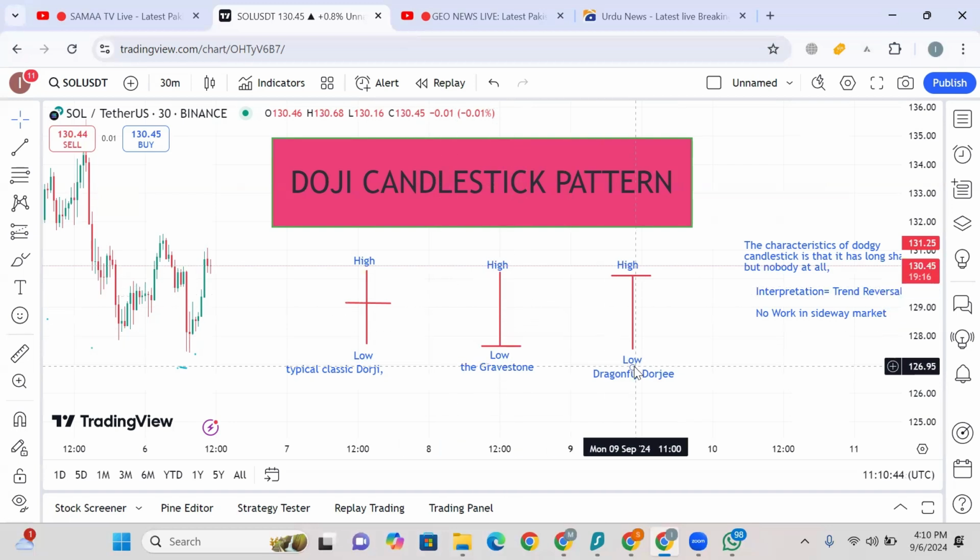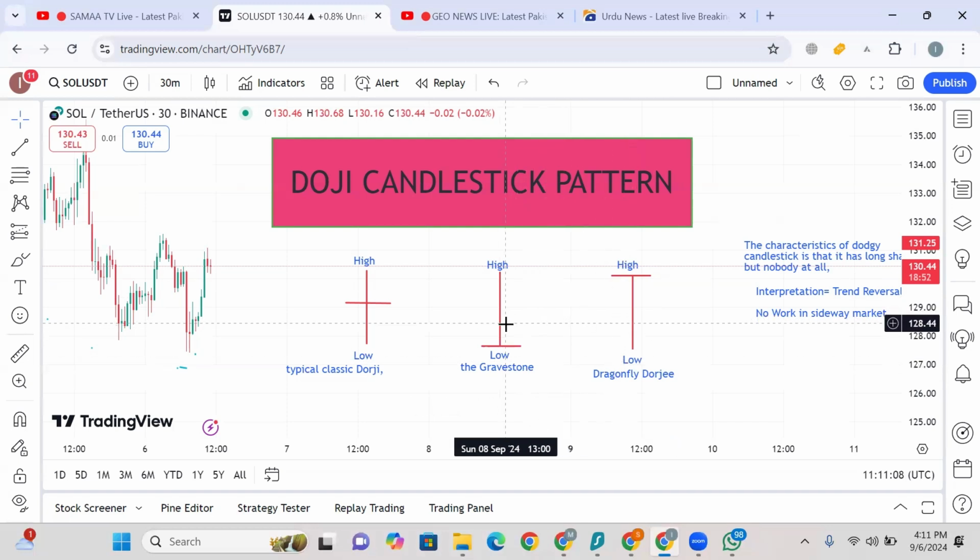And the dragonfly doji is like the alphabet letter T. It has the same characteristics: long shadows but no body at all. This is the opening price, and the closing, high and the low remain the same. So we discussed three major types of dojis.